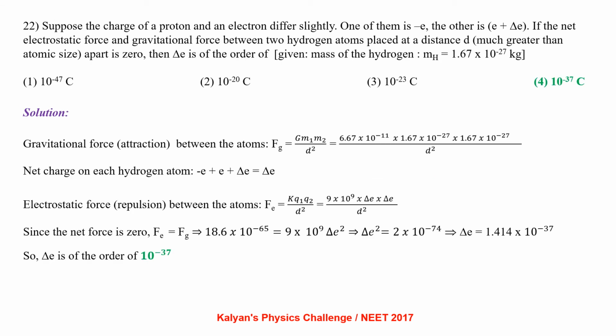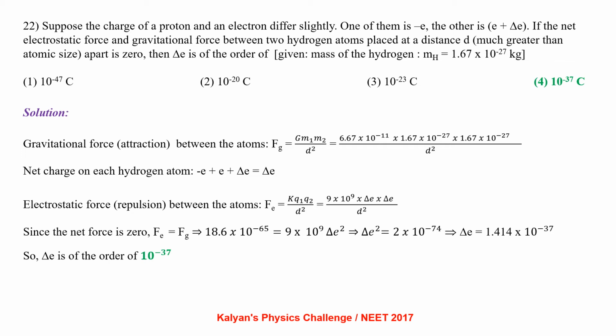Suppose the charges of a proton and an electron differ slightly. One of them is minus e and the other is e plus delta e. If the net electrostatic force and gravitational force between two hydrogen atoms placed at a distance d, which is much greater than the atomic size, is 0, then delta e is of the order of? Given the mass of a hydrogen atom is 1.67 into 10 power minus 27 kg.